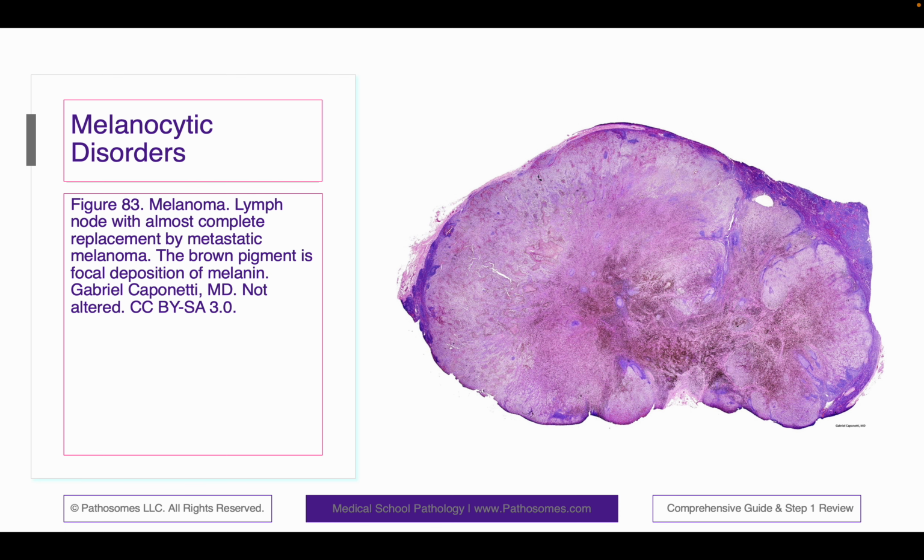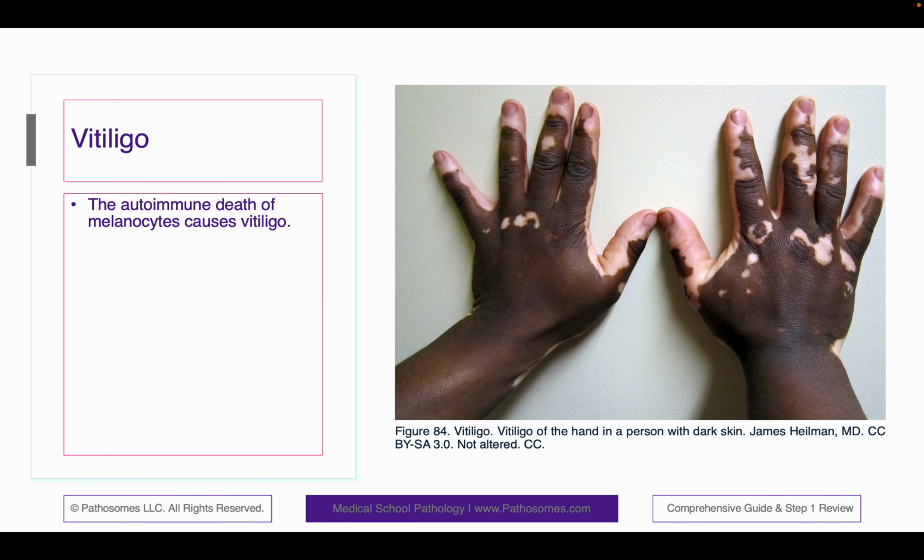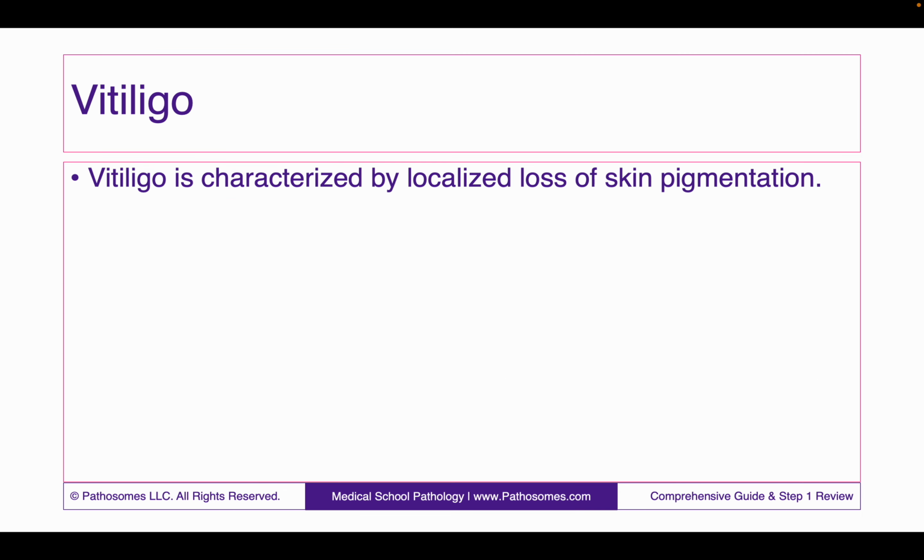Bad melanocytes. Now let's talk about the melanocytic disorders, such as vitiligo, right? You've seen this, you've heard about this, you know this. Vitiligo, right? What causes that? Well, the autoimmune death of melanocytes causes vitiligo. Vitiligo is characterized by localized loss of skin pigmentation.